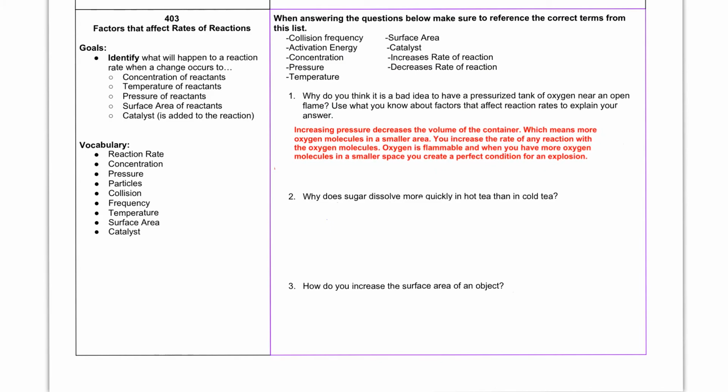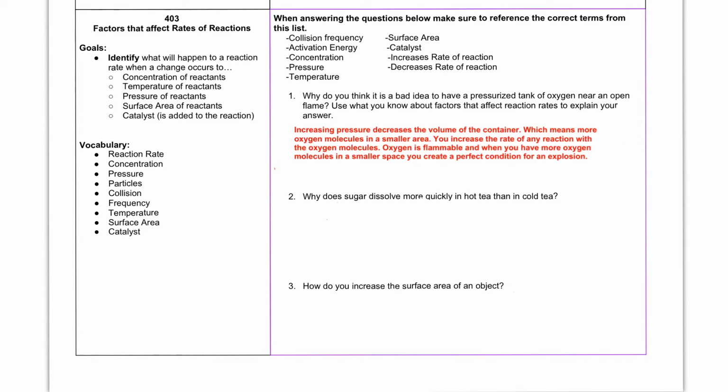And then the reasoning is increasing pressure decreases the volume of the gas in the container, which means there are more oxygen molecules in a smaller area. So think about the room that you're breathing air in right now versus a 2-liter container of oxygen. The oxygen is more compact, and so you're increasing the rate of any reaction with the oxygen molecules. So by reducing the volume and increasing that pressure, you're increasing the rate of any reaction in which the oxygen molecules might react.